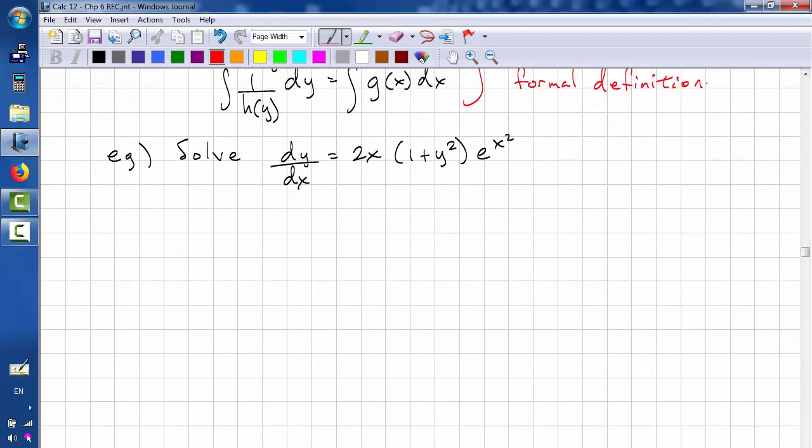Okay, so let's take a look at an example. Solve dy dx equals 2x times 1 plus y squared times e to the x squared. Okay, so left-hand side, we got to move all the y's over there. So dy over 1 plus y squared equals 2x e to the x squared dx. And now we integrate. We've separated. We want to integrate. So I'll just repeat that. Separate and integrate.